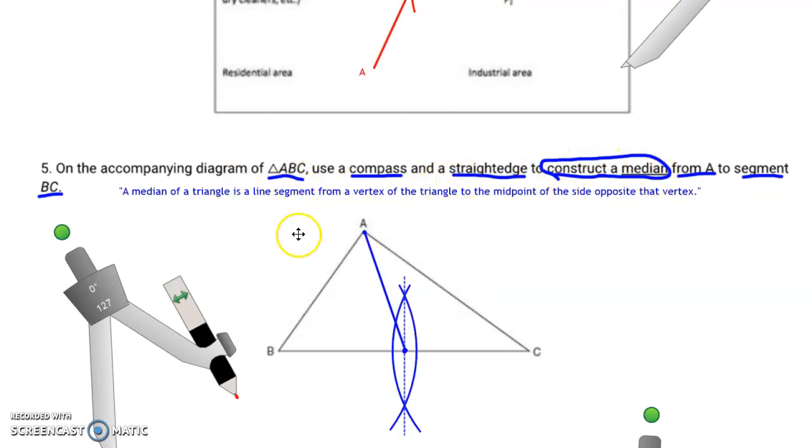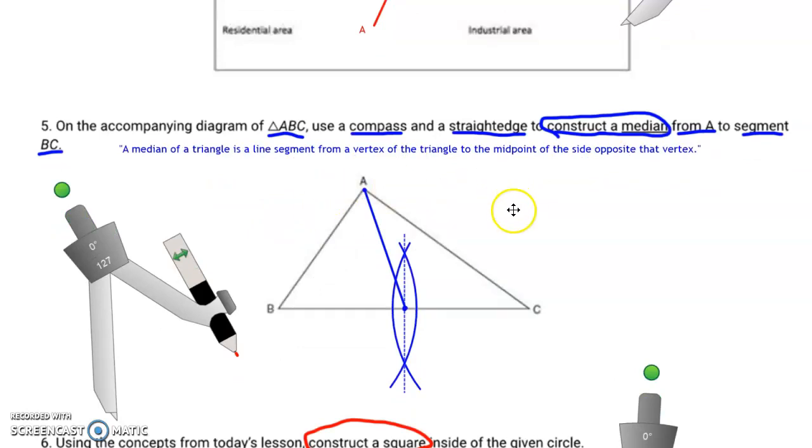For question number 5, it asks you to draw a median. Sometimes in the problem sets, it's going to ask you to do something that wasn't explicitly gone over in class, but if you looked up what median meant, median of a triangle is a line segment from a vertex of the triangle, vertex is a point, to the midpoint of the side opposite that vertex. So we had to go from A, which is this point, to the midpoint of the side opposite that vertex, so the midpoint of BC. In order to find the midpoint of BC, I need to bisect BC.